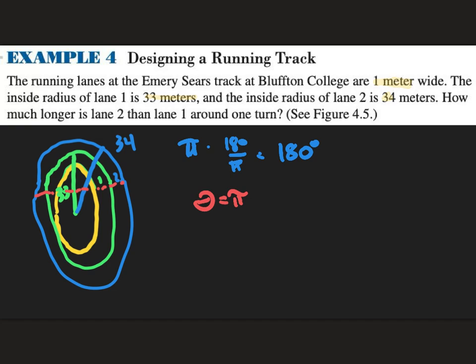Okay? So now, we know that S equals R times theta gives us an arc length. Theta is 180 degrees, which equals pi, so S equals R times pi. So what I'm going to do is 34 pi, one circle, minus 33 pi, another circle, and that gives us pi. So the actual length of lane 2 is pi meters longer than running around a semicircle in lane 1. Now go do some practice problems.